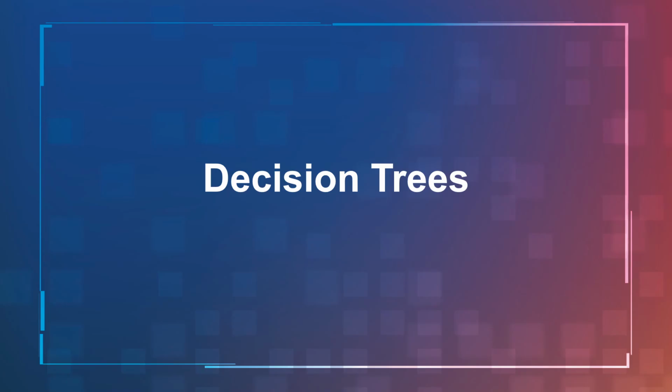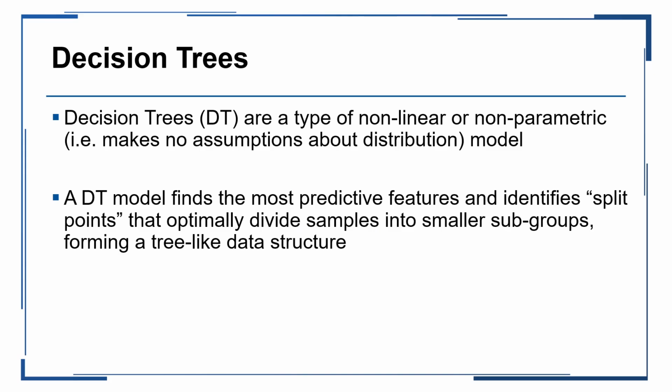But let's now look at decision trees as a modeling approach. Decision trees are a type of nonlinear or nonparametric model. Unlike the assumptions that are required by linear models, decision trees are not so sensitive to multicollinearity and are able to model more complex relationships within data. A decision tree will identify the most predictive features and will split them to form a tree-like structure. The model breaks data down into smaller and smaller subgroups with each split.